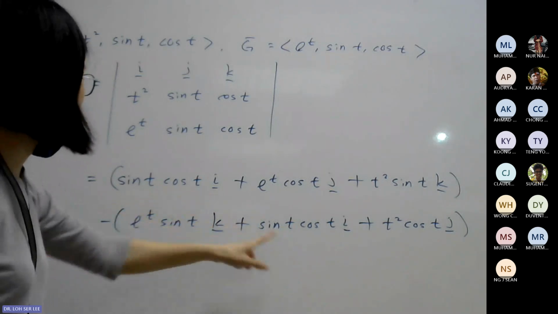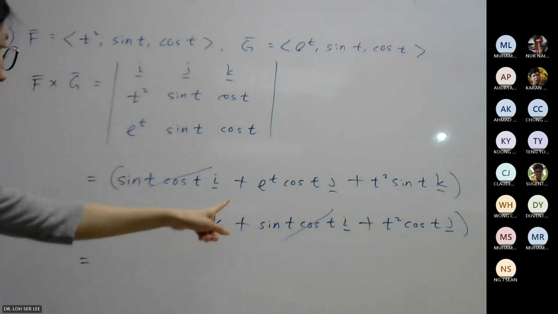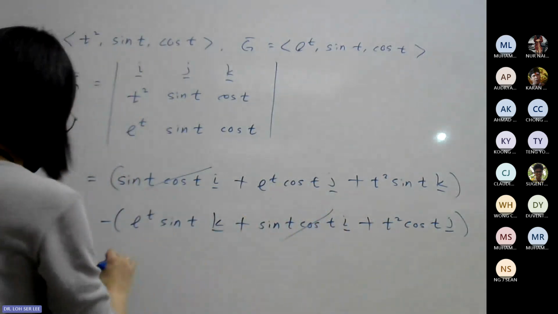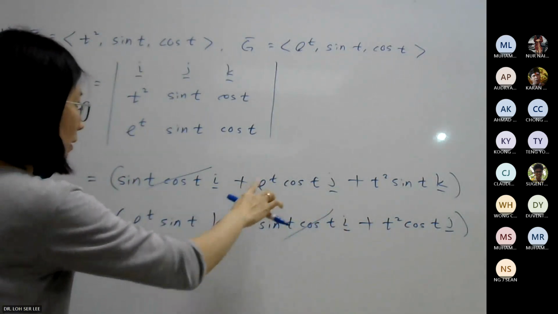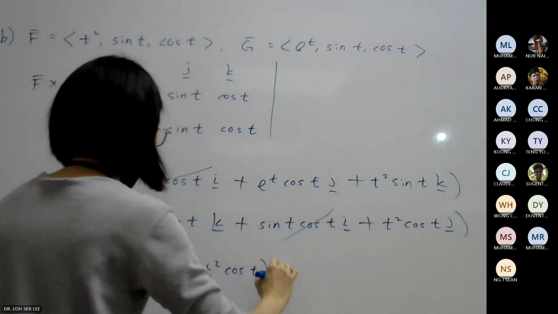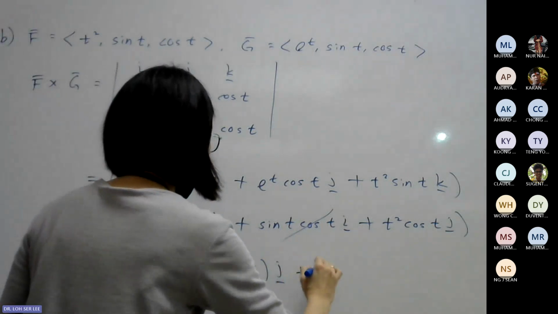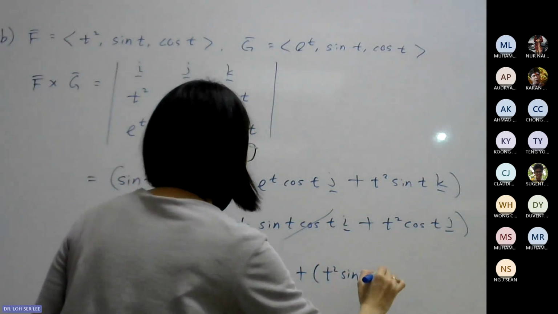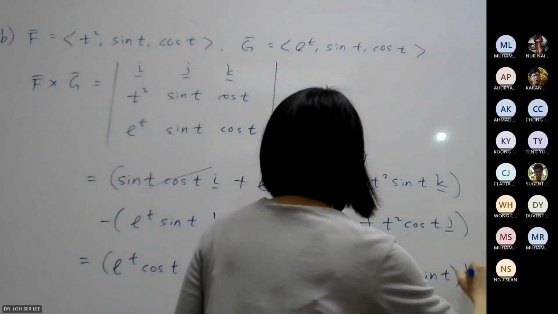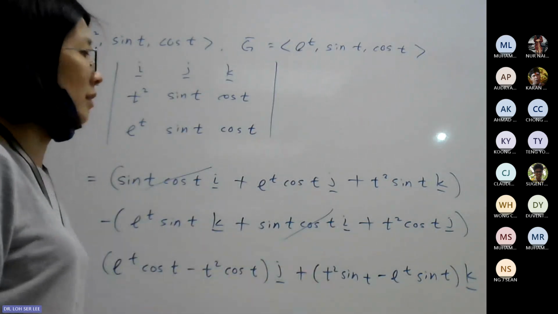Okay, so I with I: sin t cos t i minus sin t cos t i. Then et cos t j, this one, et cos t minus e square cos t j. And k with k: e square sin t minus et sin t. Okay, so this one you can factorize cos t, this one factorize the sin t.